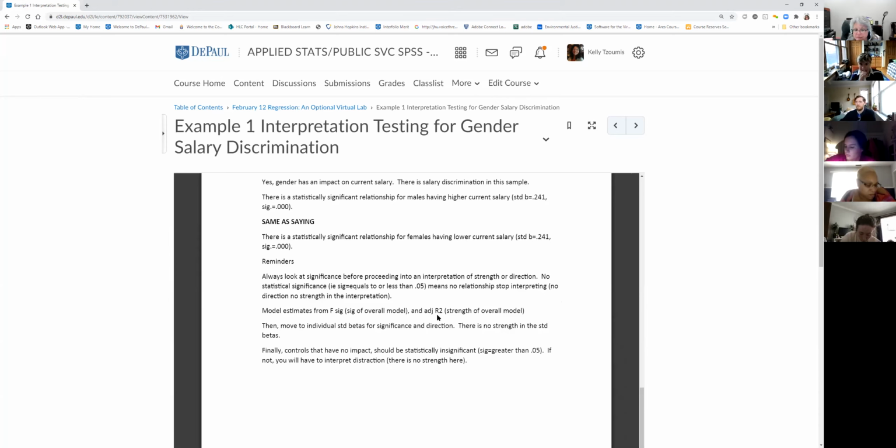Some reminders. Always look for significance first before interpreting strength or direction. If there's no statistical significance, you can't go to strength and direction on anything. There's no relationship. Okay.